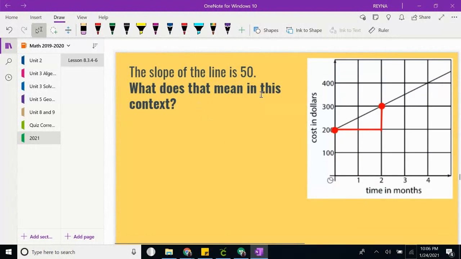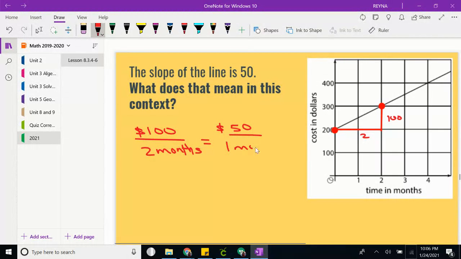So it says there's a slope of 50. To find their slope, they did their height was 100 and their length was 2. So it was $100 for 2 months. And then they simplified that and said it was $50 for 1 month. So it's asking, what does the slope mean? It means that every month they have to pay $50 for the cell phone bill.